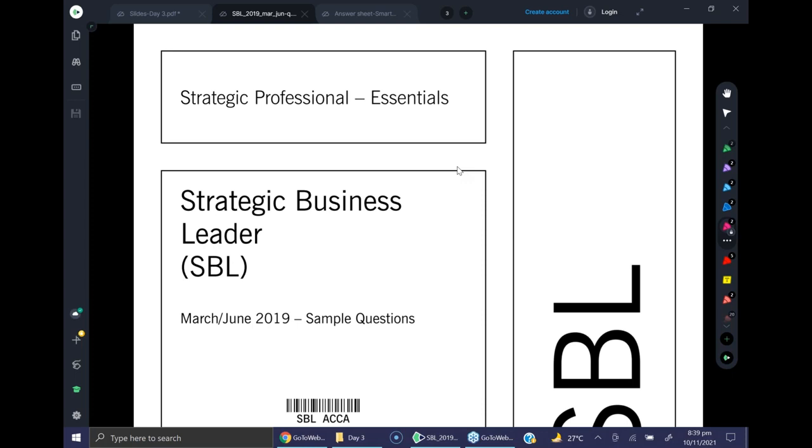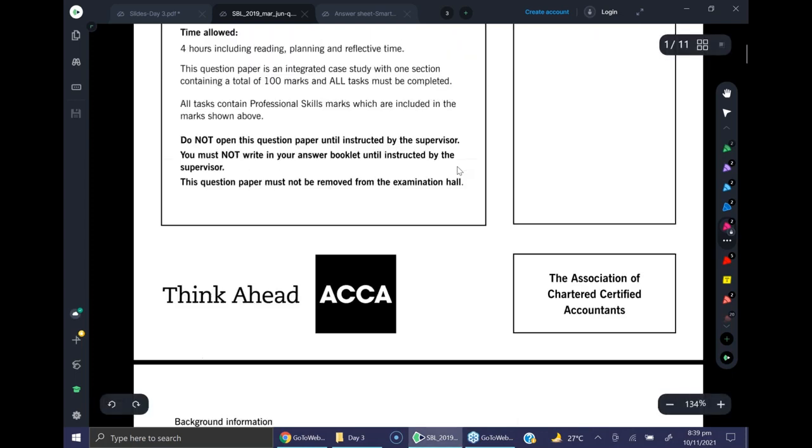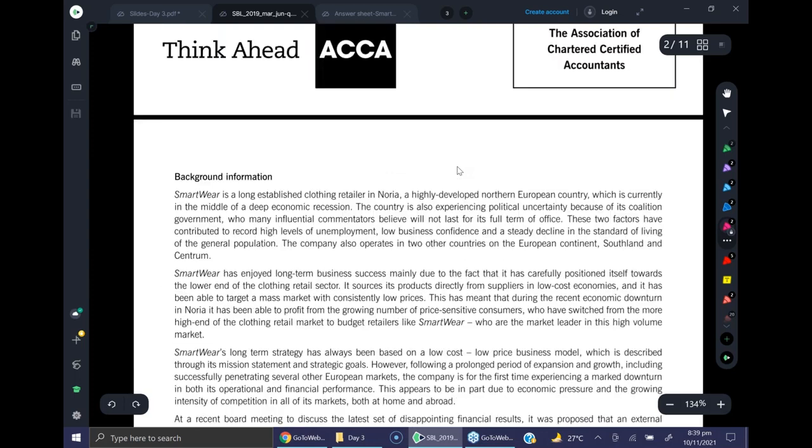Okay, so March, June 2019, a nice case study, but very different from what we did yesterday. So yesterday we covered the industry, which is a construction company, right? Road construction, mainly. And today it's a clothing retail business. So I'm going to read the introduction.